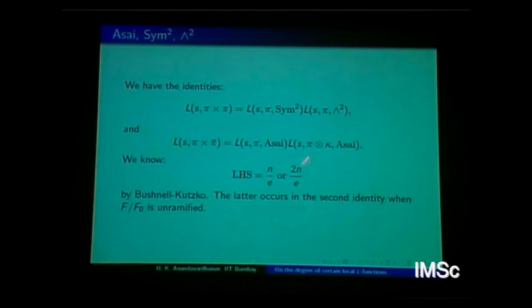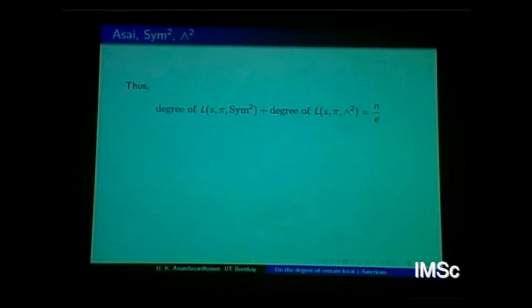The latter occurs exactly in the case where, in the second identity, F over F naught is unramified, otherwise it's n by e. That's what I was saying. So we are finally interested in this degree, but some of the degrees we have a hold on from the Rankin-Selberg picture, which was an easy picture anyway. And similarly, the degree of the Asai L-function plus the degree of the twisted Asai L-function is 2n by e if F over F naught is unramified, n by e if F over F naught is ramified. This much we know.